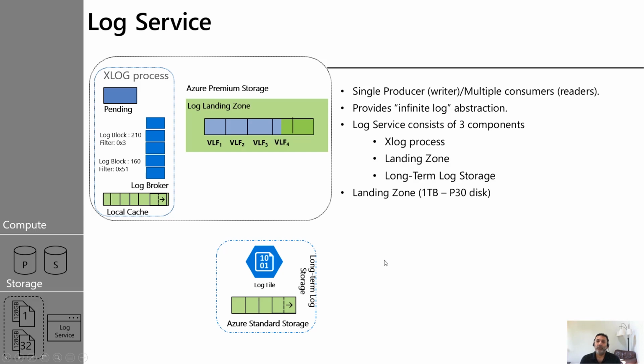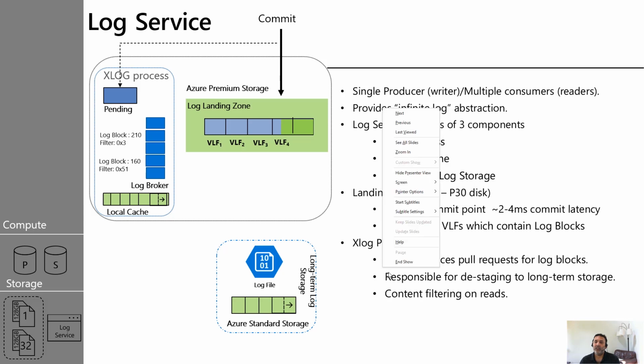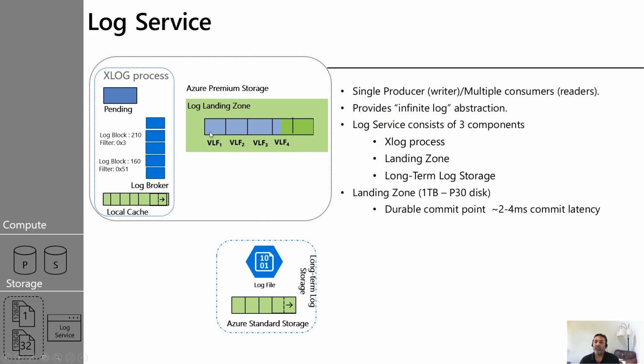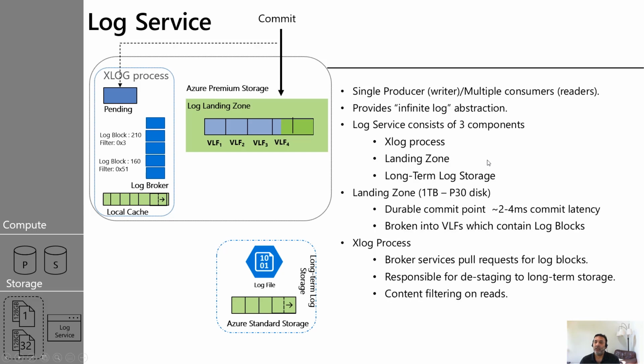The landing zone currently is Azure Premium Storage. It's a 1 terabyte disk, and it's your durable commit point. What that means is for a transaction to be committed on compute, it has to be written to this landing zone. And we're talking about 2 to 4 millisecond commit latency. It's structured into VLFs, just like they are on normal SQL Server, except they're fixed size VLFs. And the VLFs have log blocks which are flushed.